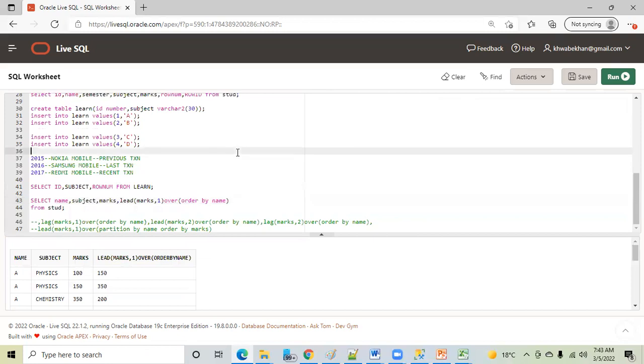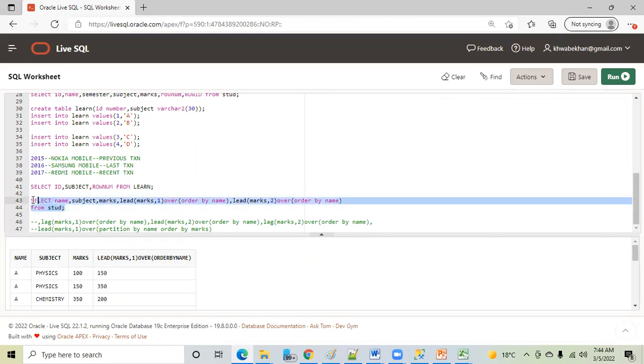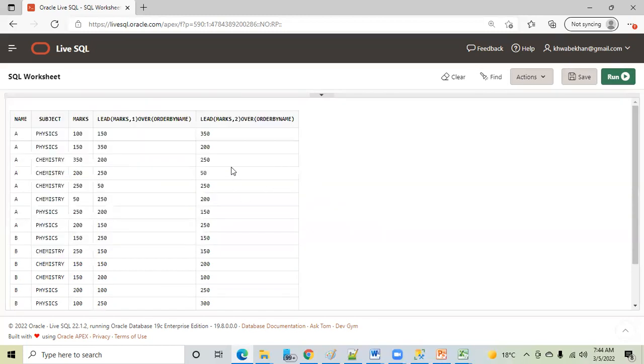But if I write this one instead of this, please understand lead. Nowadays in interviews, everyone is asking about lead. Concentrate on this. Maybe three. It will skip three. See, I've written lead marks, comma two. Now don't compare with this one; compare this column with the original marks column.